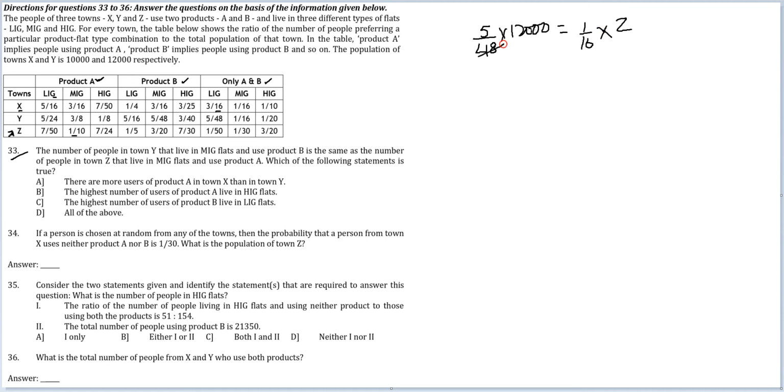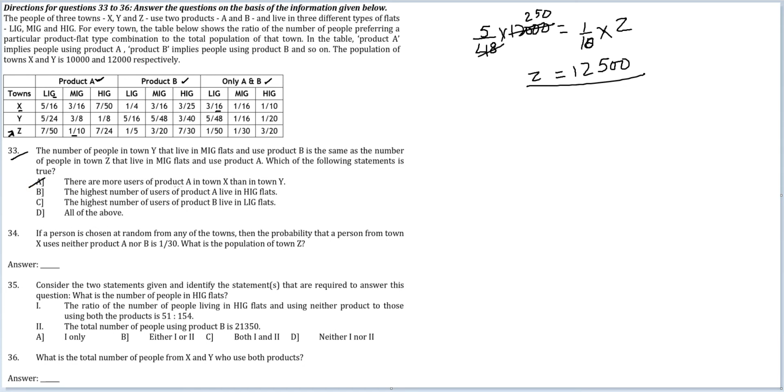So this is wonderful. I can cancel this. I can cancel this. I get 250 here. This is not 16, this is 10. Z is equal to 12,500. Now I have the population of Z also. Which of the following statements is true? Let's check which of the following statements is true.